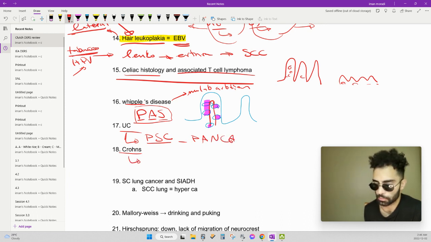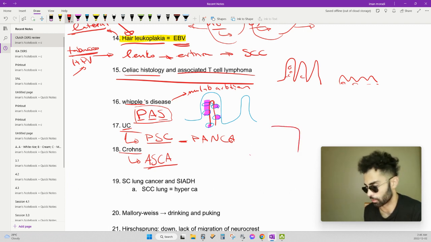Crohn's also has an antibody. I don't think it's important. It's ASCA, I think. I don't know what it stands for. This might even be wrong, but I don't even think we went over it in the lecture. Now, ulcerative colitis starts at the rectum, and so let's say this is like a small intestine type of thing, right?